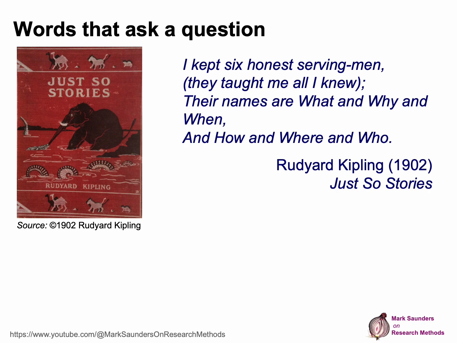Let's start off by looking at words that ask a question. And to do this, we're going to go to Rudyard Kipling's Just So stories, and in particular, the story about the elephant and how he got his long trunk. Now, the crucial part for us in this story is a rhyme that appears in the tale, and this says, "I kept 6 honest serving men. They taught me all I knew. The names are what and why and when and how and where and who." And these are different words that can be used to ask questions.